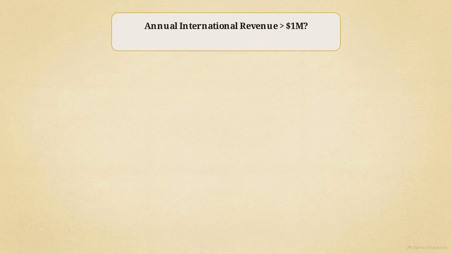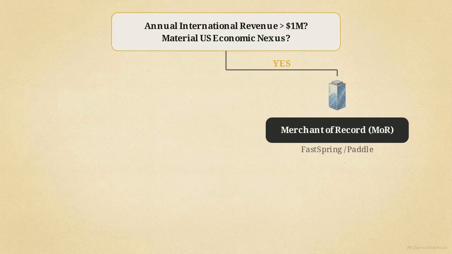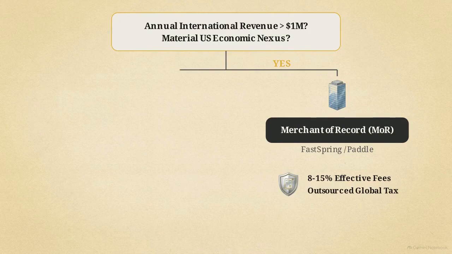This decision tree breaks down exactly how to structure your payment stack, based purely on the math of your current scale. It starts with one question. Do you have over $1 million in annual international revenue and material nexus across many US states? If the answer is yes, you follow the enterprise protocol. You choose FastSpring or Paddle, and you accept the 8% MOR loss because it is cheaper than hiring a dedicated internal finance team to handle multi-state filings.